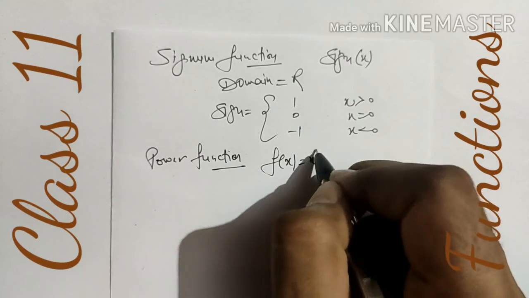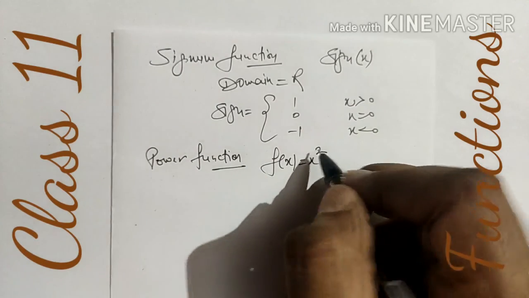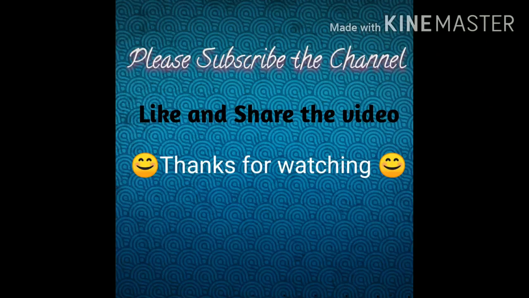Next is our power function. As it is indicated, the power of a variable. We are taking an example like x square. So this is all the types.